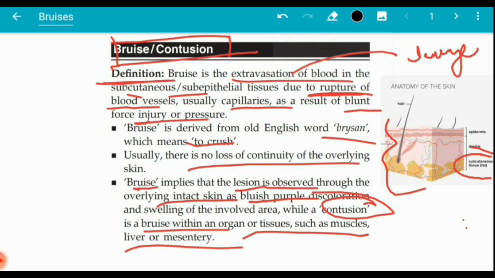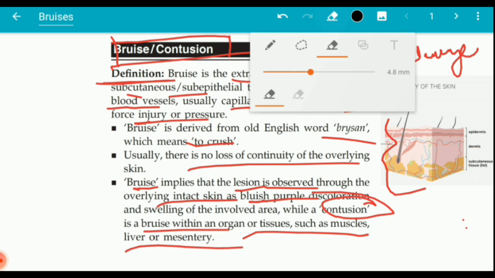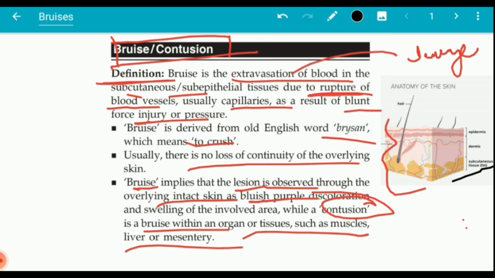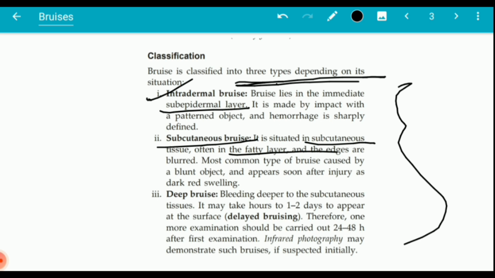Here you can have a look. This is the subcutaneous layer of the skin, the fatty tissue containing layer of the skin. It is the most common type of bruise, and it is mostly caused by a blunt object. Now how are you going to identify this bruise? By the presence of dark red swelling.